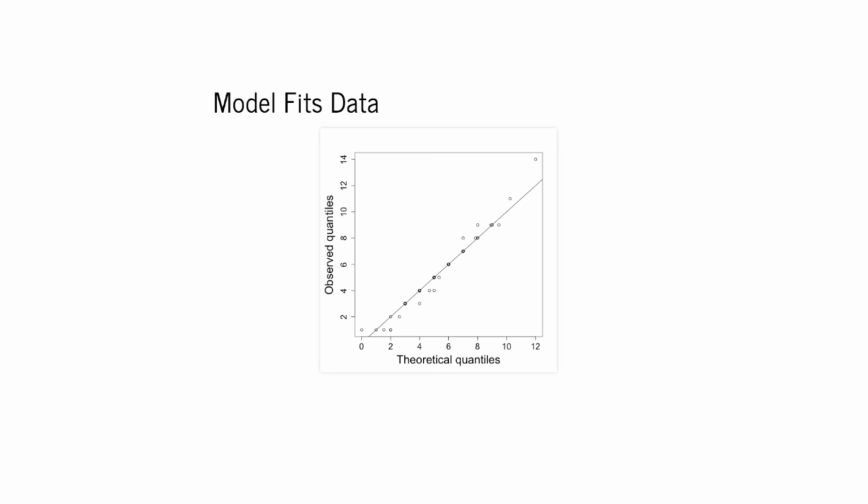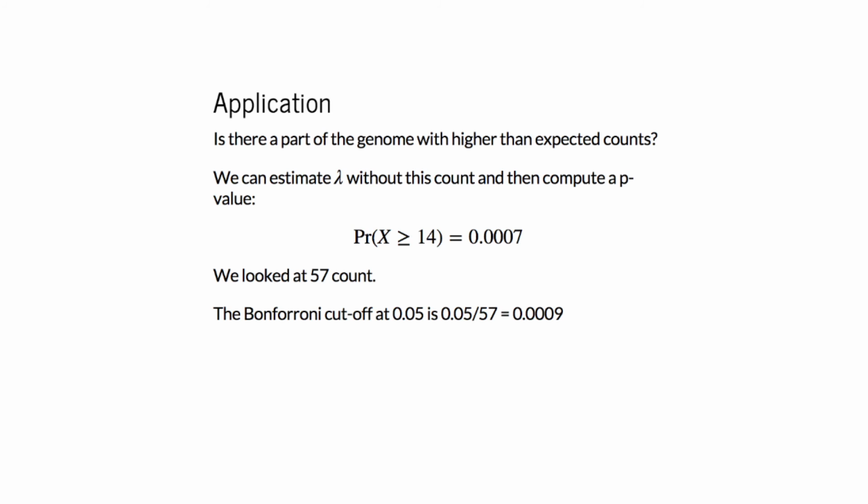If we use this lambda and make something like a QQ plot, we see that the data fit the model very well. This is real data from a real virus, and it fits very well. So now, to answer the question that we originally asked, what's the probability of seeing something as big as a 14 when the null says it's a Poisson model with a certain rate? And here we see that it's a very small number, it's 0.0007.